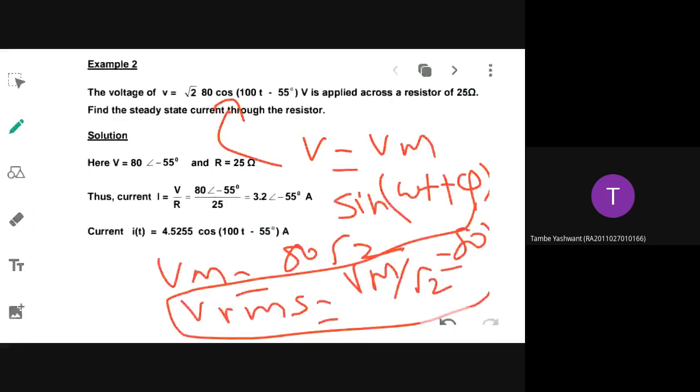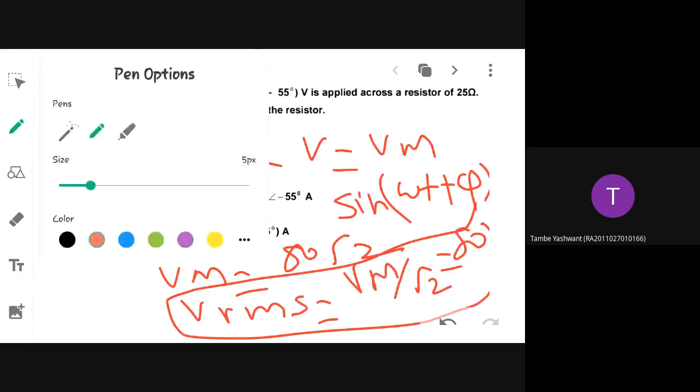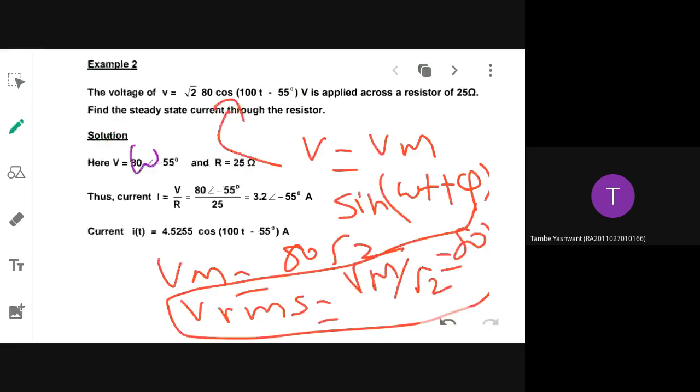What is your omega? Omega is equal to 100. This one is omega, so omega is equal to 100. What is my phi, the phase angle, lag or lead? Lag, ma'am. Because it is minus, the phase angle is minus 55. So those data I have to process first, then only you can use the current.